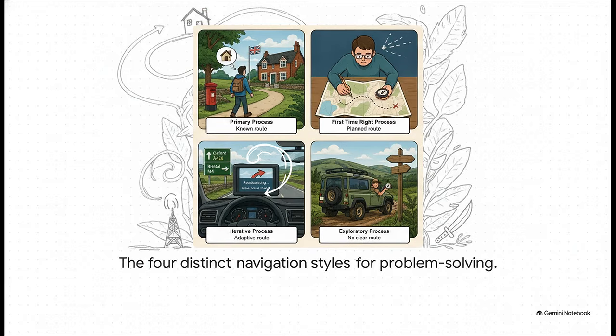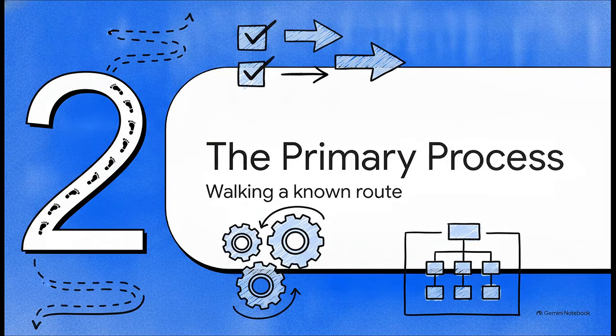Next is the iterative process, which is basically an adaptive GPS that's recalculating as you go. And finally, the exploratory process. That's when you have absolutely no clear route and you're just bushwhacking your way through the jungle to find a path. Moving right along to section 2, the primary process. This is all about walking that known route.